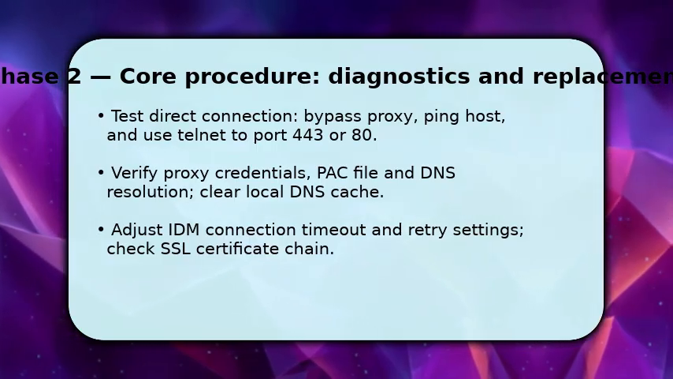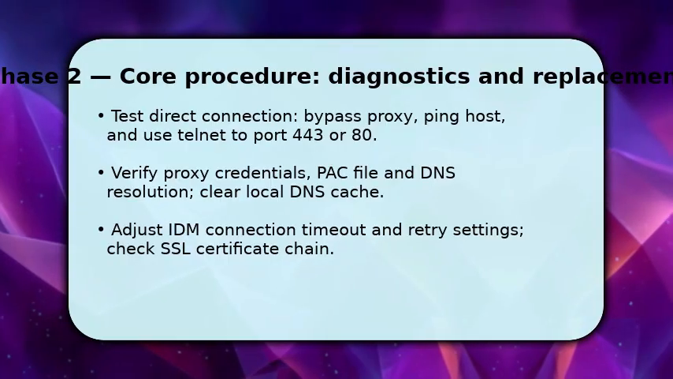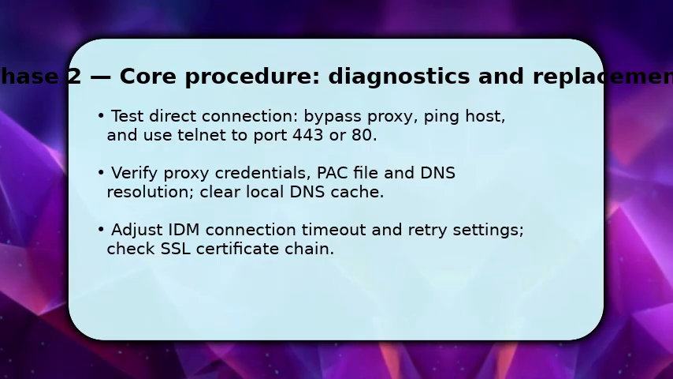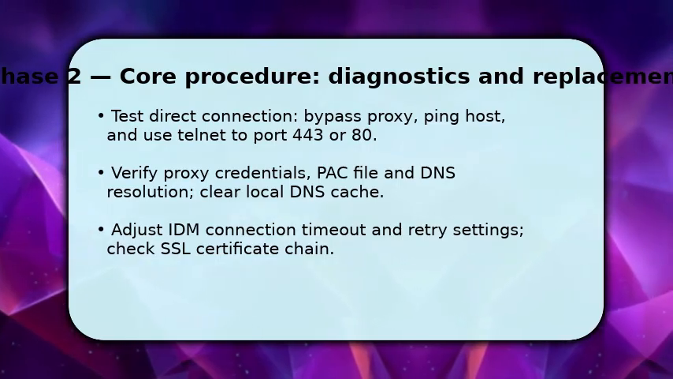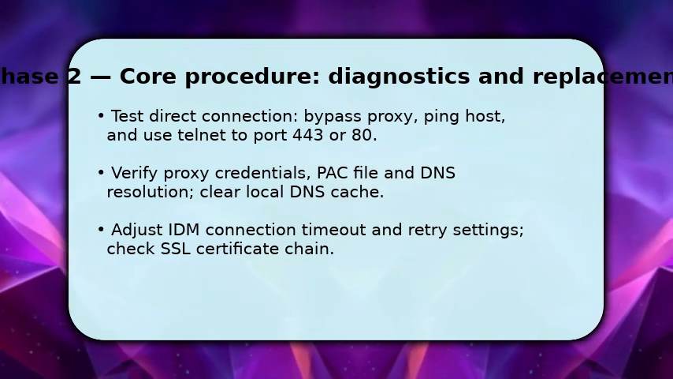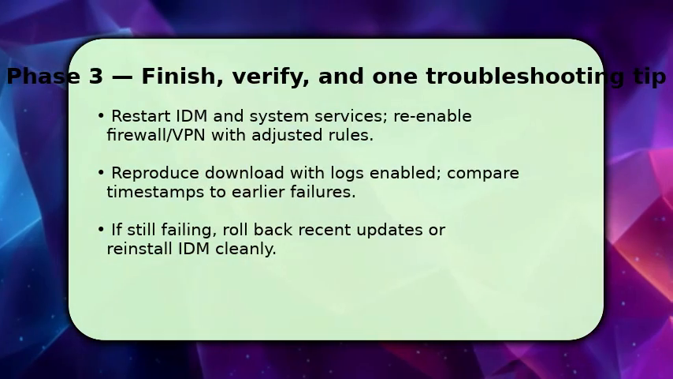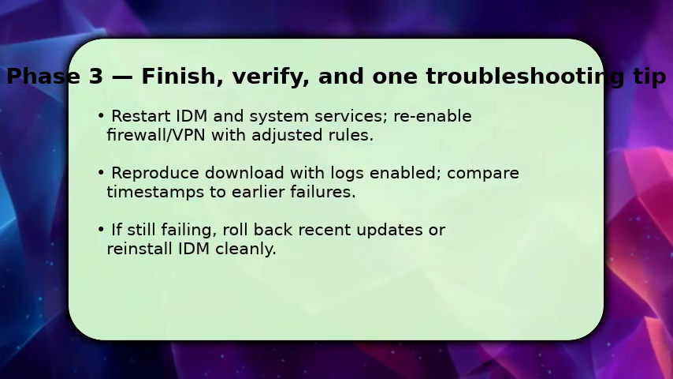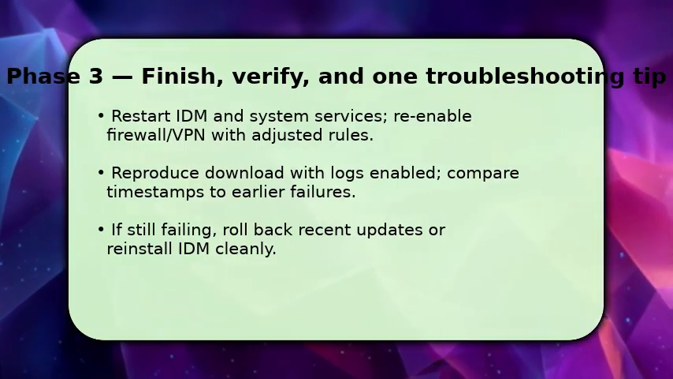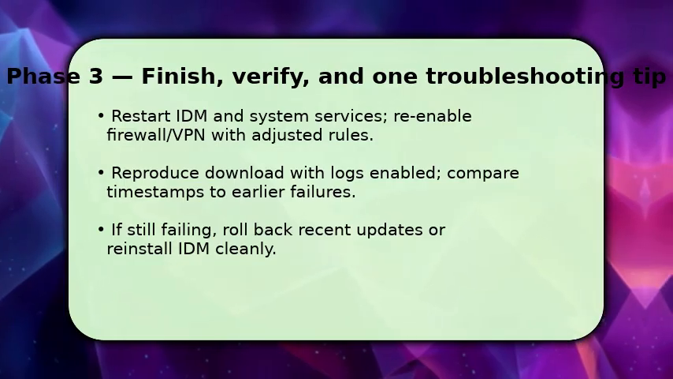Next, increase IDM connection timeout and retry parameters so transient delays don't abort downloads. Also inspect the SSL certificate chain, expired or mismatched. You finish by restarting IDM and relevant system services, then re-enable firewall and VPN but apply the adjusted rules you tested. Reproduce the download while logging. Compare new timestamps and errors to earlier captures to confirm resolution.